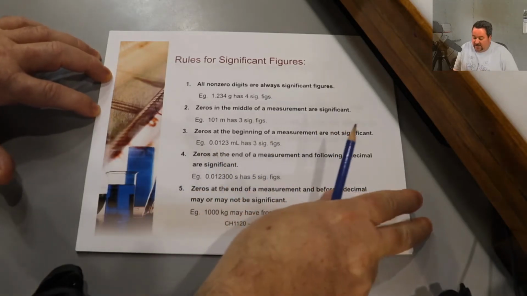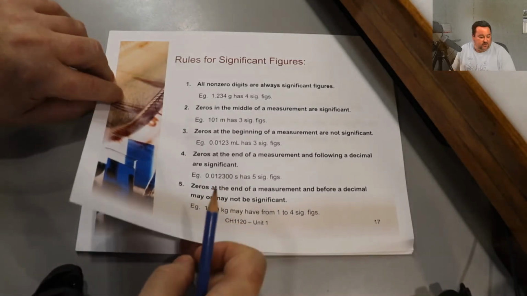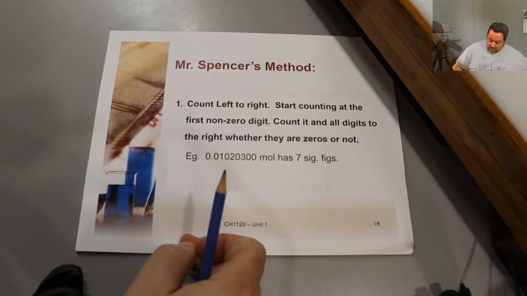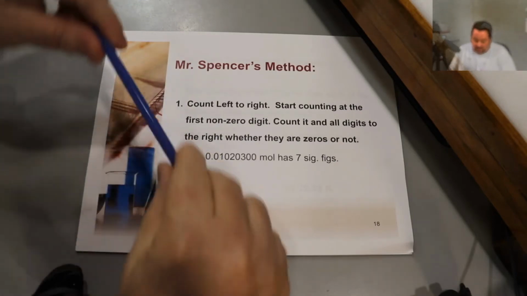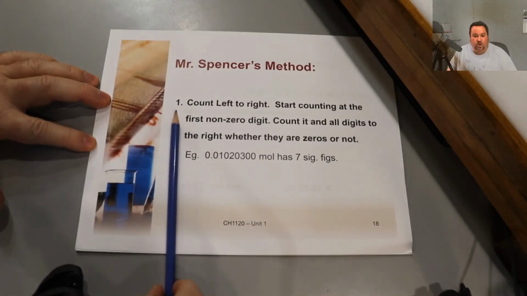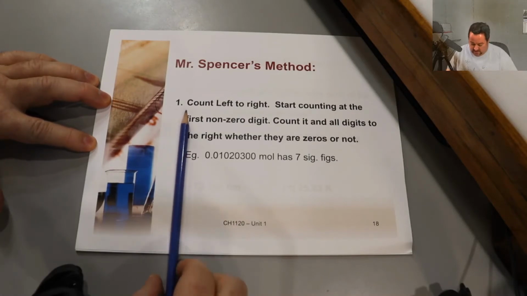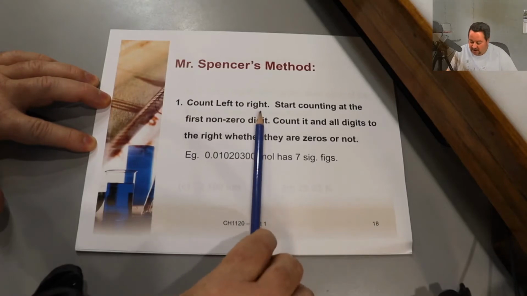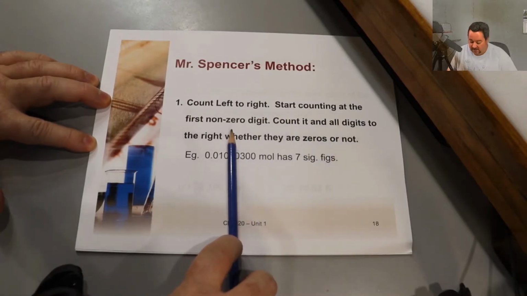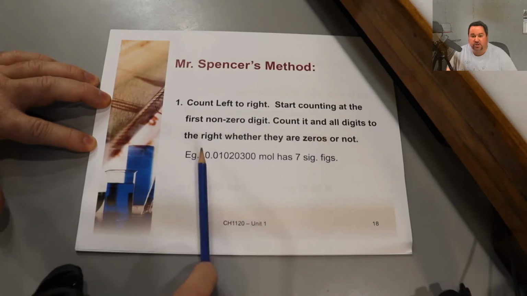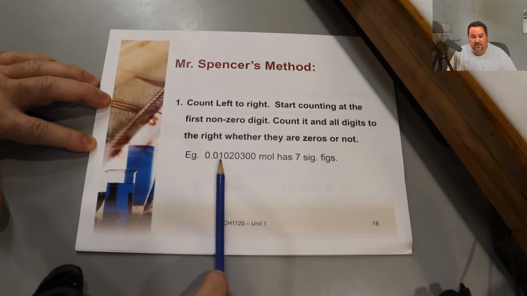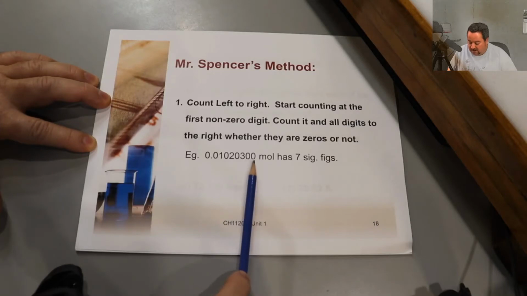In fact, the easiest way to count your sig figs is not to use those 5 rules. But as you can see under Mr. Spencer's method, there's one step, which we didn't really need to label 1, but it's one and done. You count from left to right. You start counting at the first non-zero digit. Then you count it and all digits to the right, whether they are zeros or not. So I wouldn't begin counting till I get to the first non-zero digit. Then I count it and all digits to the right, which means this measurement has 7 significant figures.